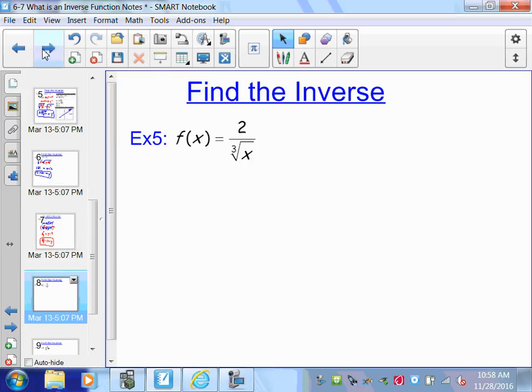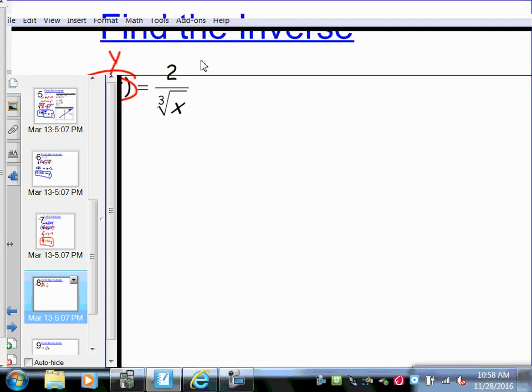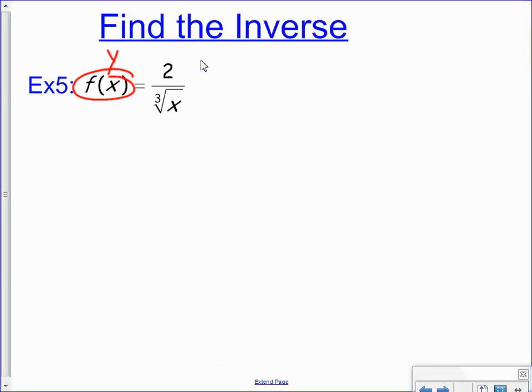Here we go. Remember that this f of x just means y. It just means y. So when you switch, you don't have to write f of x, you just have to write y. Okay? Step 1, switch. It becomes x equals 2 over cube root y.